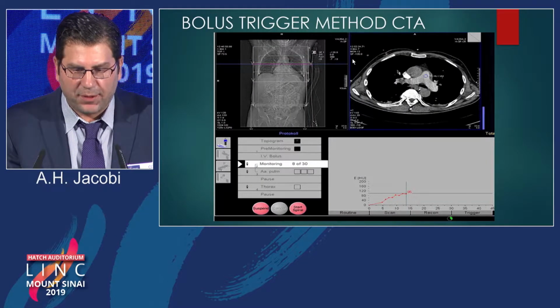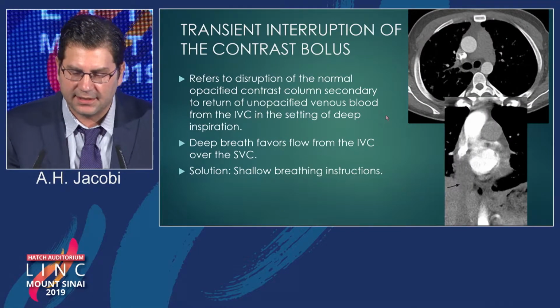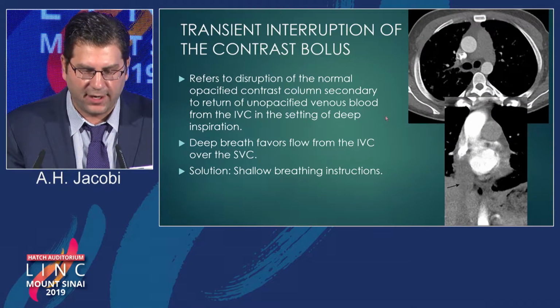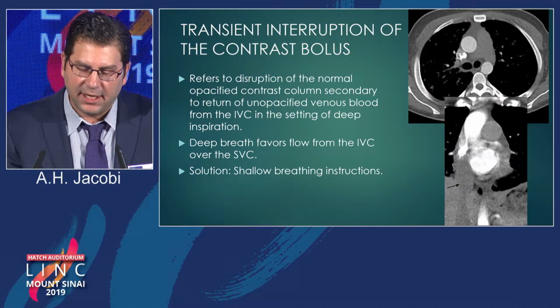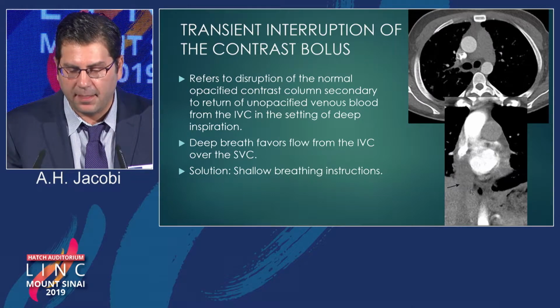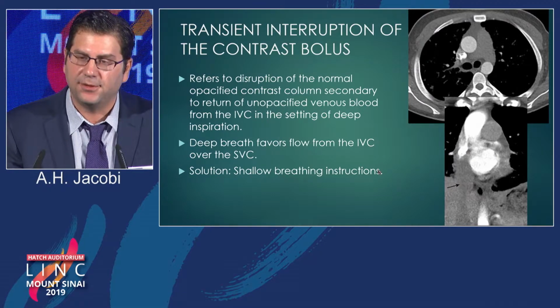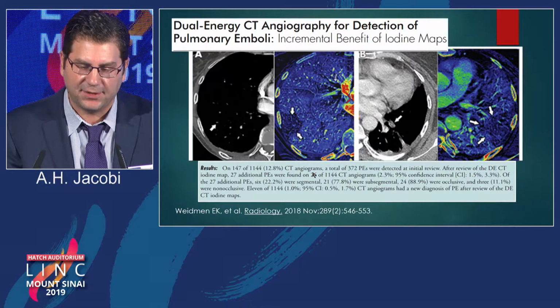I'm going to skip the bolus trigger method. I think this is something that we're all aware of, but this is something that's commonly discussed and people are not so aware of it, which is another reason for a non-diagnostic exam when you don't have good contrast in the pulmonary arteries, and this is sometimes related to transient interruption of the contrast bolus. When people take a large breath, the intrathoracic pressure drops, the venous return tends to be more from the IVC than the SVC, and you can dilute your contrast bolus. And the solution to this would be to have shallow breathing instructions.